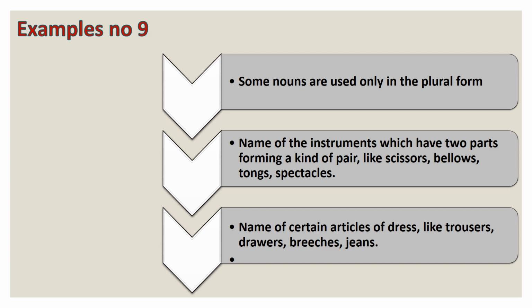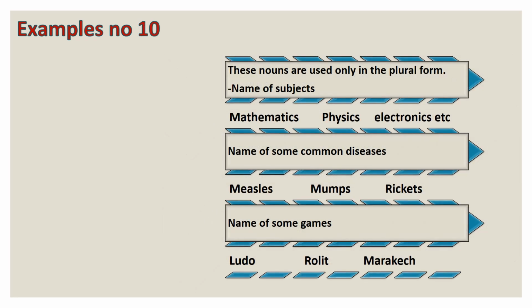Number 9. Some nouns are used only in the plural form, like names of instruments which have two parts forming a kind of pair, like scissors, bellows, tongs, spectacles. Names of certain articles of dress like trousers, drawers, breeches, and jeans. These nouns are used only in the plural form.